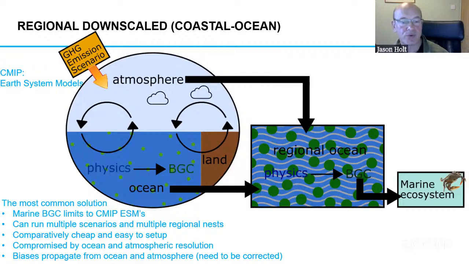So the most straightforward approach to this is to take a regional ocean model and to use the output of the global model to force the regional model. This is comparatively cheap and easy to set up. You can run multiple scenarios. If you want marine biogeochemistry, you're then limited to the coarser resolution Earth system models rather than maybe the higher resolution climate models for global forcing. And of course, any biases in the atmosphere and the ocean in that forcing model then propagate into the regional model, and there are various approaches to correct that.